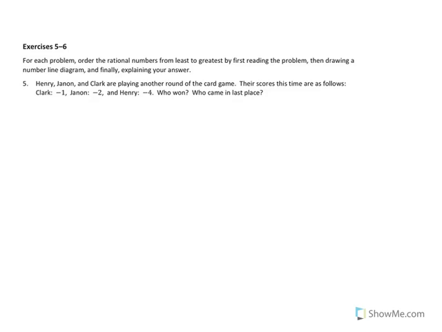For example, exercises 5 through 6. For each problem, order the rational numbers from least to greatest by first reading the problem and then drawing a number line and then explaining our answers. So we're going to continue doing what we've been doing.